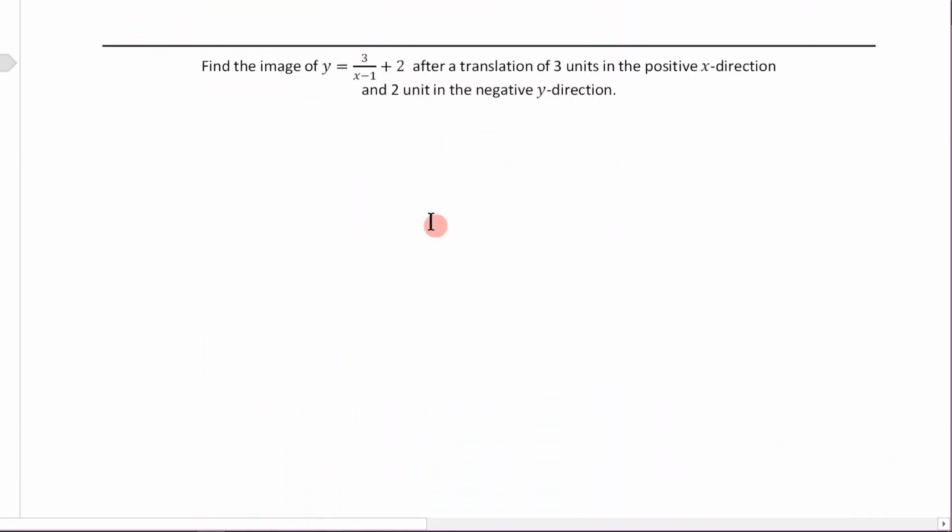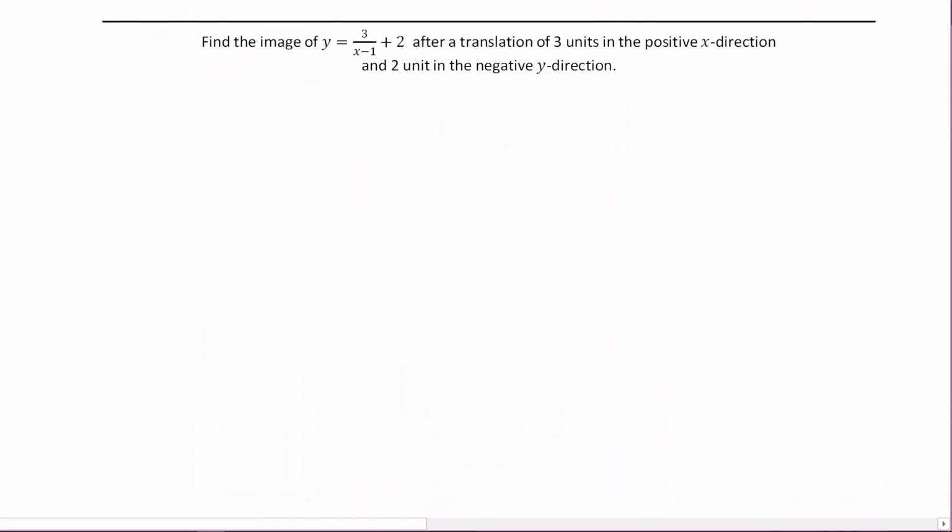Okay, let's go through another example here. So this says, let me get my highlighter out. Find the image of this after a translation of 3 units in the positive x direction and 2 units in the negative y direction. Okay, how are we going to do this? We start writing out what we know. So you write this out first.